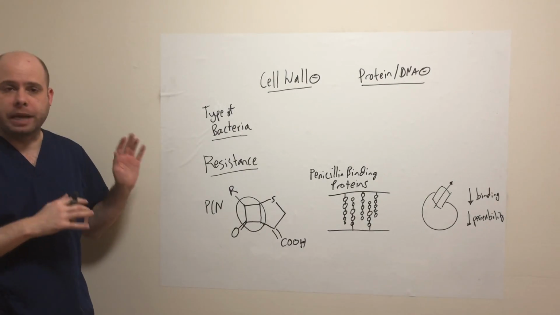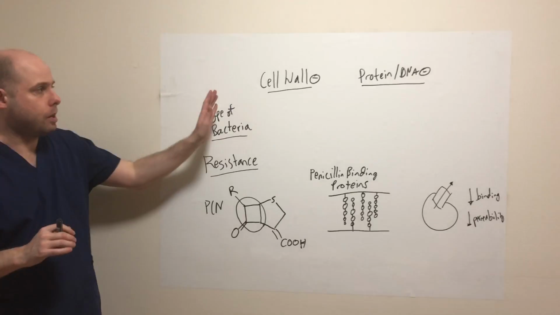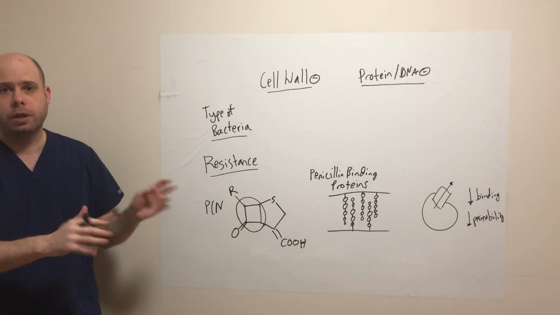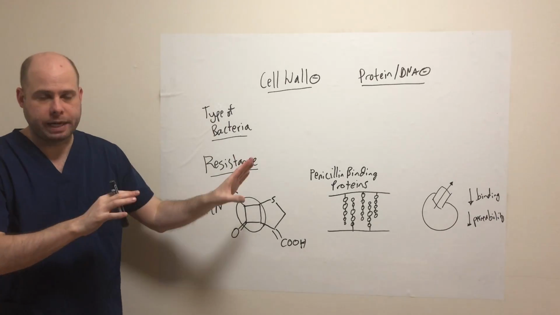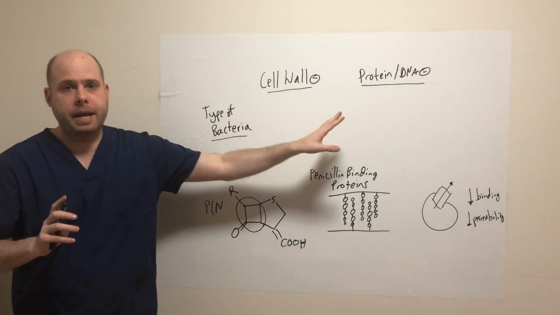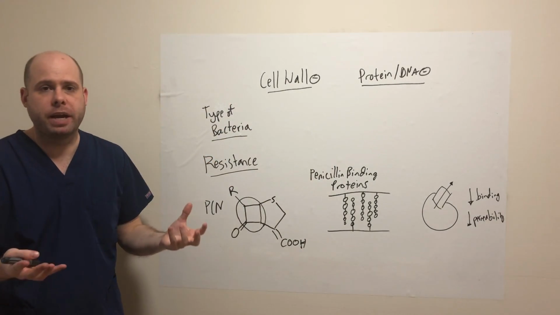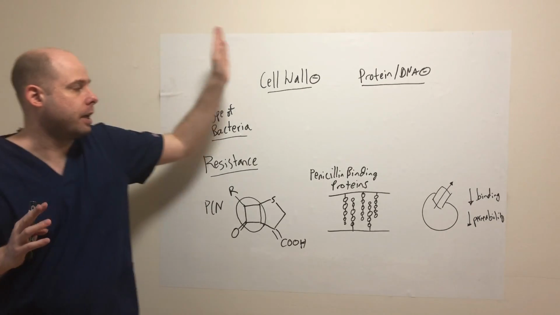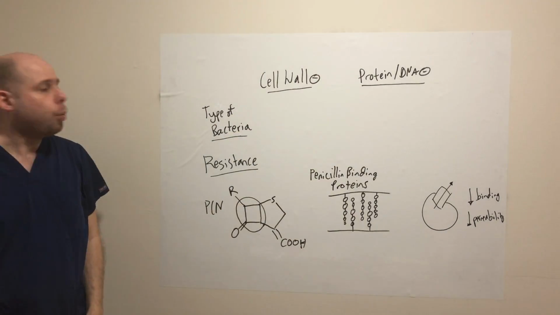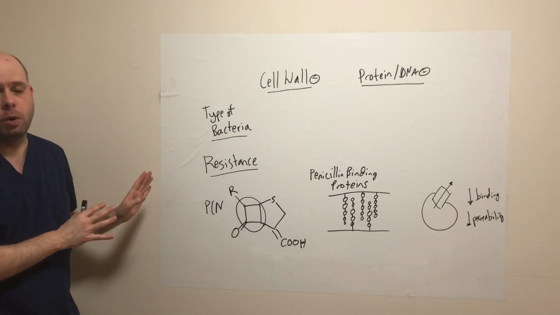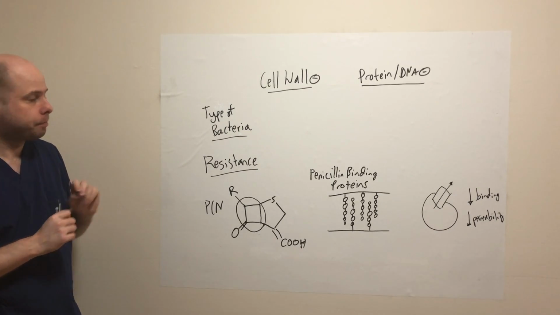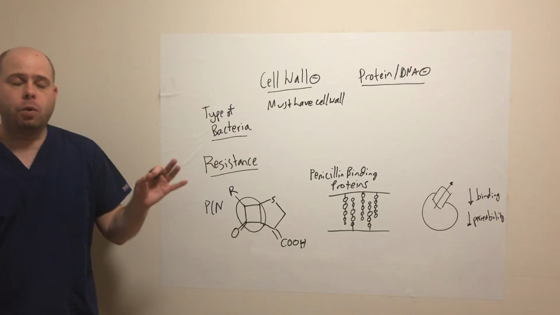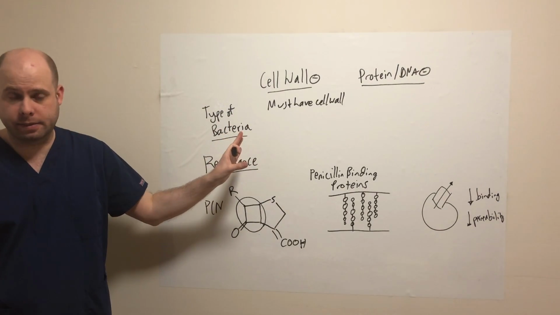So I like to split antibiotics up into cell wall inhibitors and protein and DNA inhibitors, and we typically will include other mechanisms like folic acid inhibitors in that same category, sometimes cell membrane inhibitors. So I split it up into cell wall inhibitors and other mechanisms. What type of bacteria are cell wall inhibitors effective against? Pretty straightforward. You have to have a cell wall, and it has to be easy to access the cell wall.